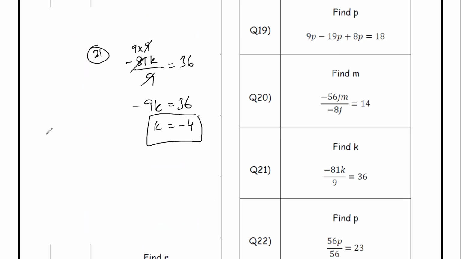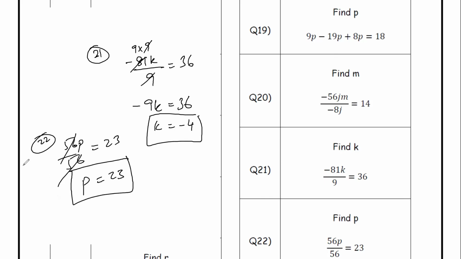Easy. And the last one for the day, at least for this algebra set K. I got 56p upon 56 is equal to 23. And 56 goes, p is 23. It was a very easy question. Yeah, 23 is the answer. 56 cancels. P is 23.